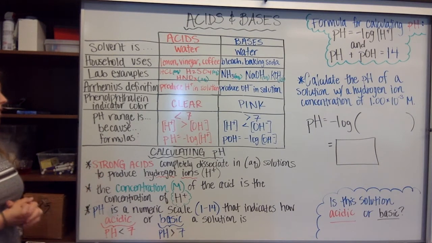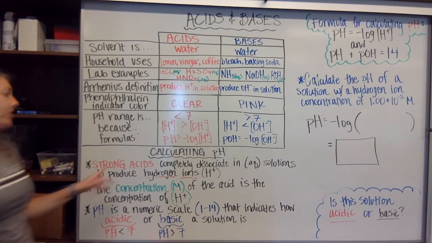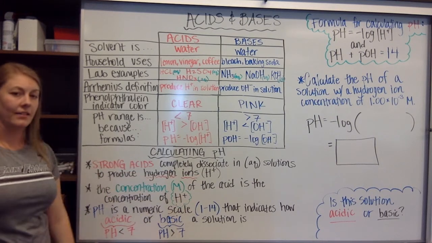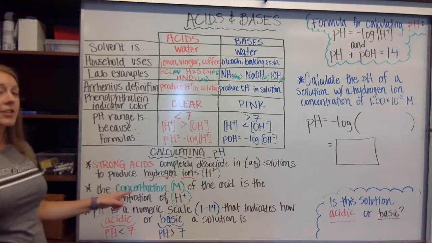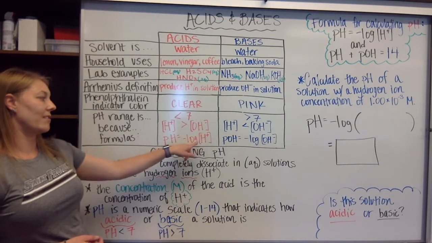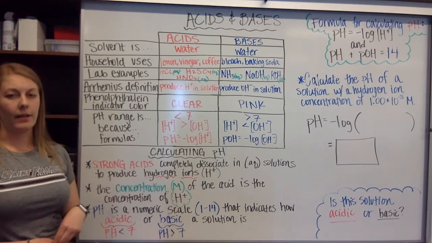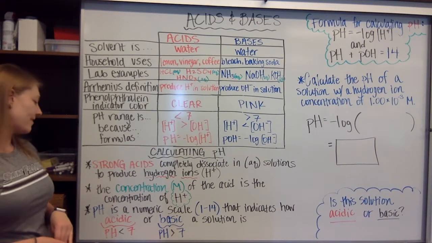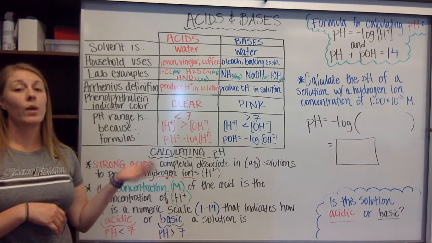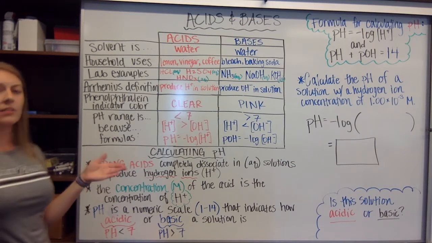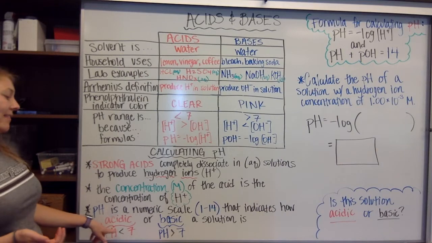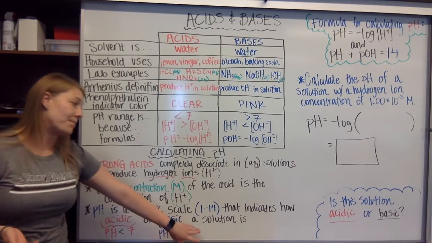To look at acids and calculate the pH, we know strong acids completely dissociate in aqueous solutions to produce hydrogen ions. The concentration of the acid is what we use to calculate the pH. The concentration we're looking at, that's what these brackets mean, is just the molarity of the ions. And we know that pH is always going to be between 1 and 14. It's a numeric scale, and it indicates how acidic or basic a solution is. Again, less than 7 is acidic, greater than 7 is basic.